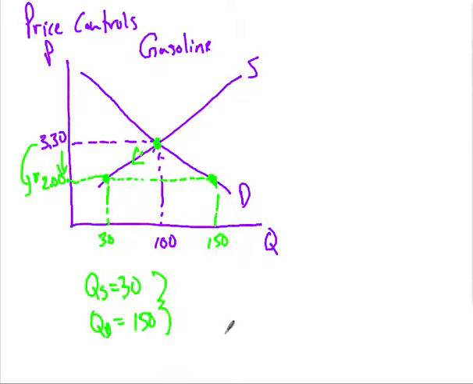And so what event just happened here? People show up to buy 150 gallons, but there's only 30 of them there. We end up with a big-time shortage of gasoline, a shortage of 120 gallons. And so when we look at price controls, it sometimes sounds good in theory.